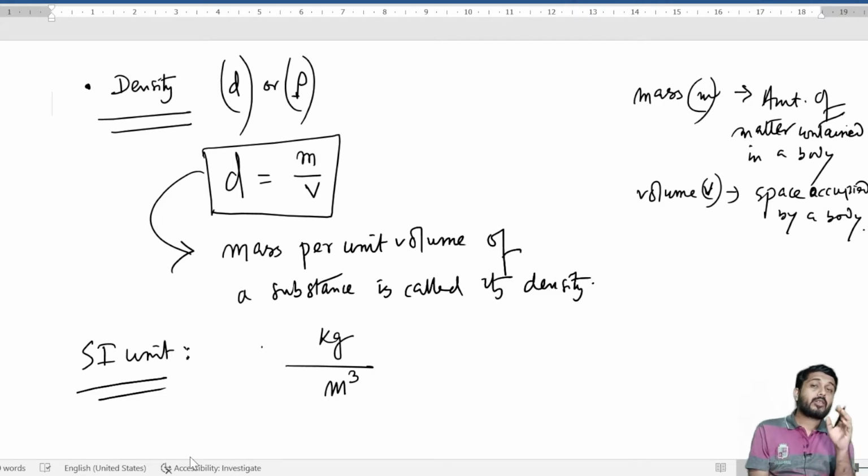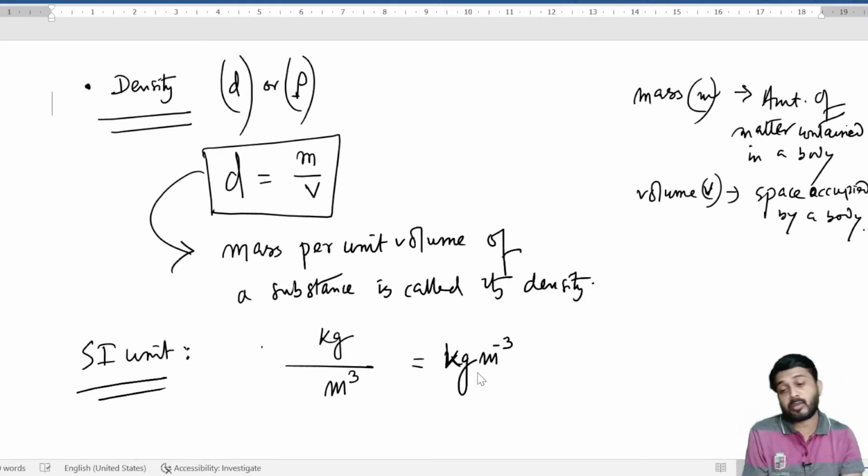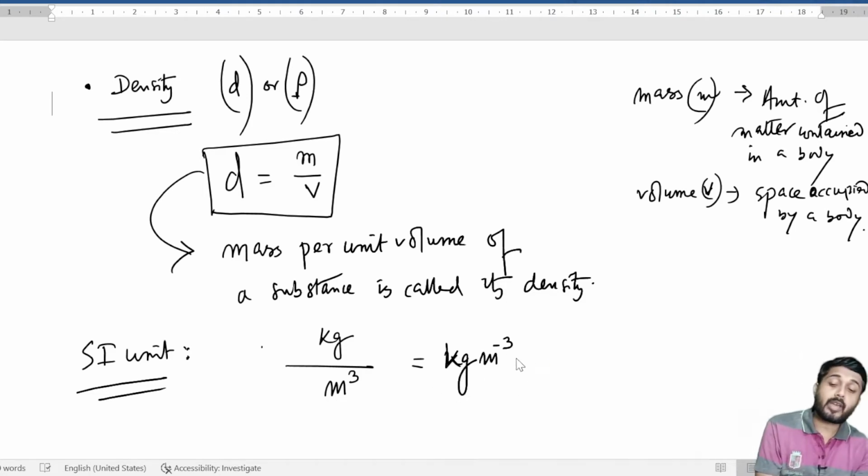All the units for length, breadth and height are meters only. So meter into meter into meter is what gives you meter cube. So kg per meter cube, or kg meter to the power minus 3, is what we can write in the form of indices or exponents. That is the SI unit of density, kg per meter cube.